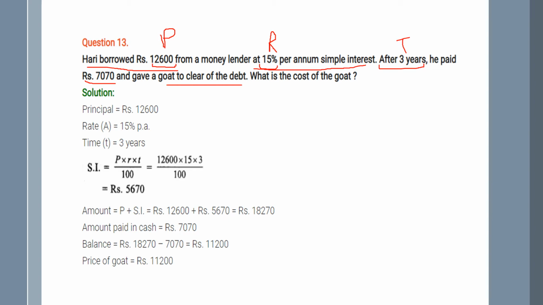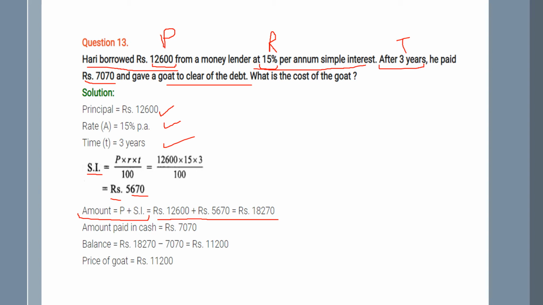This question is very important, students, so listen very carefully. Principal is given to you, rate is given, time is given, so you can find the simple interest. The simple interest is 5670. The amount will be principal plus simple interest, the same thing like the previous question you have done.